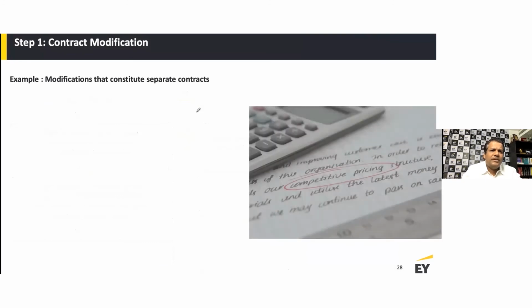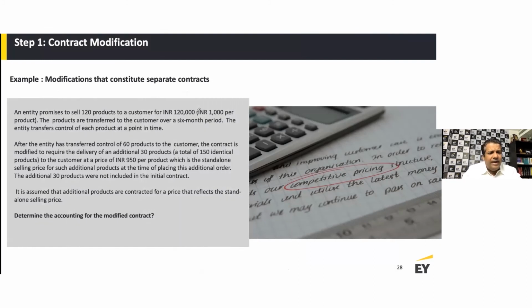Okay. So let's take this example, a modification that is going to constitute a separate contract. The example suggests that an entity promises to sell 120 products to a customer for INR 1,20,000, INR 1,000 per product. The products are transferred to the customer over a 6-month period. The entity transfers control of each product at a point in time, right? At a point in time over a 6-month period.